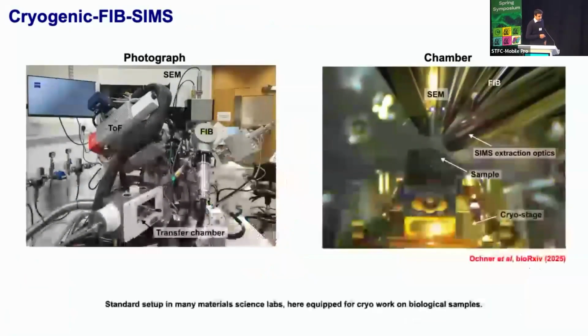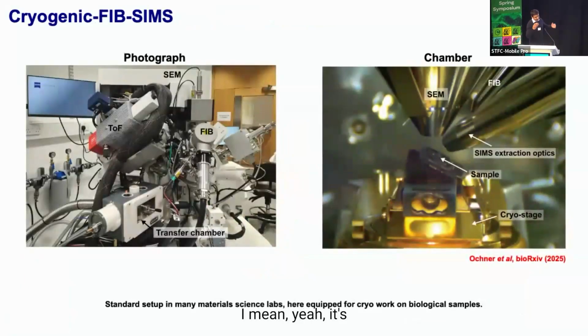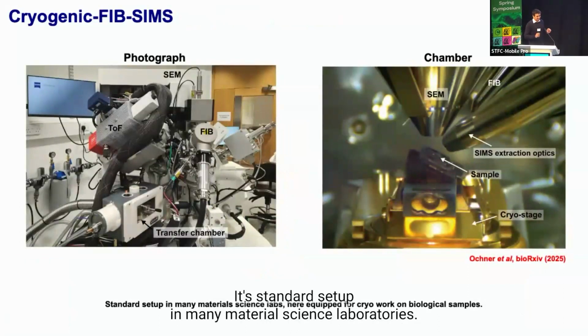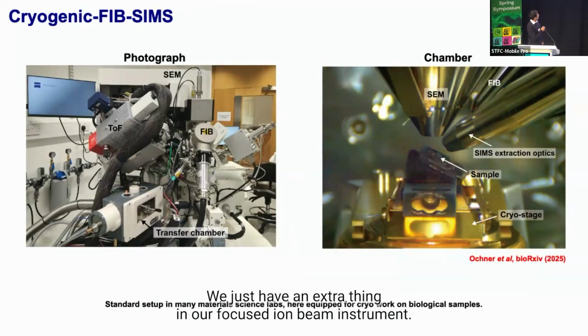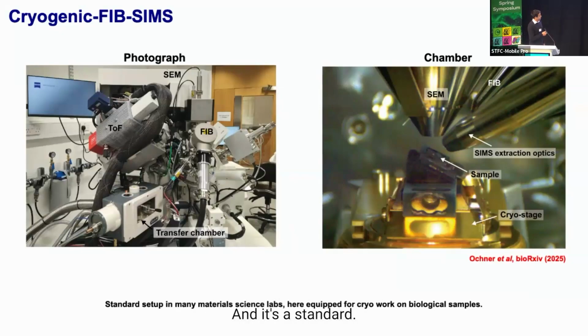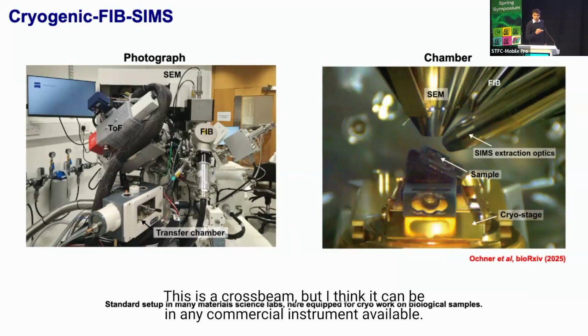The hardware is not terribly complicated. It's a standard setup in many material science laboratories, so it's not like we are reinventing the wheel here. What we are doing here is in a focused ion beam instrument that is equipped for cryo work for biological specimens. This is what it looks like. We just have an extra thing in our focused ion beam instrument. This is a Zeiss CrossBeam, but I think it can be in any commercial instrument available.